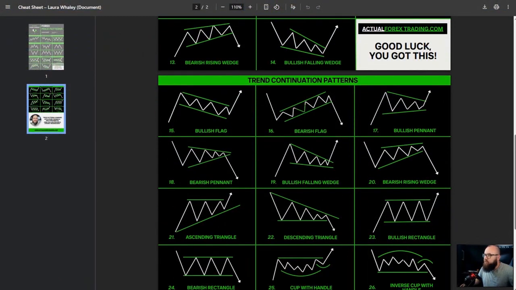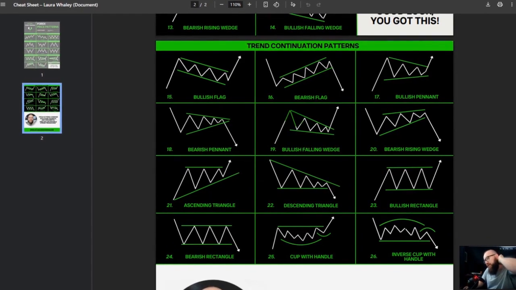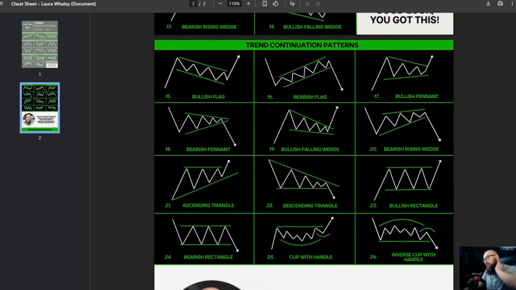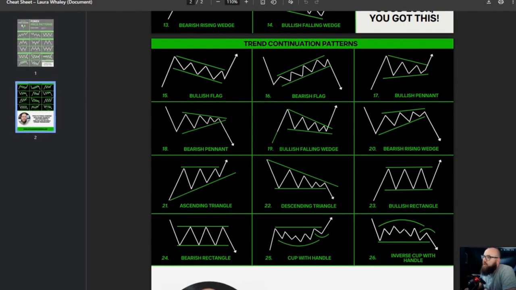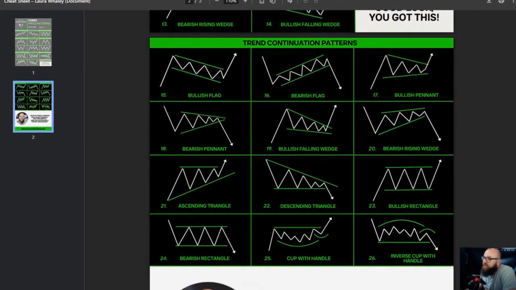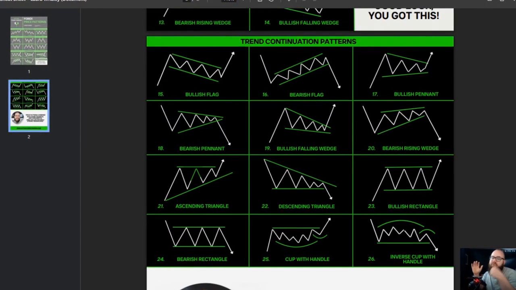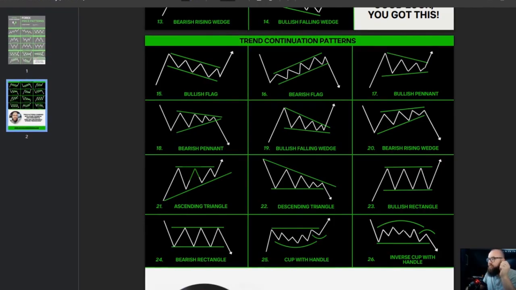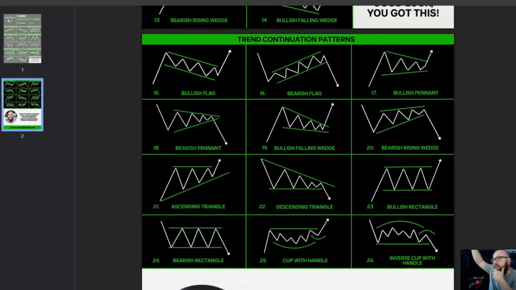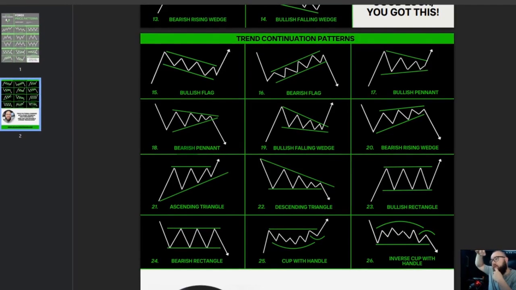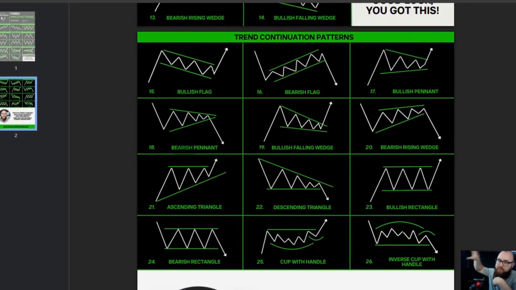Trend continuation patterns. There are a number of patterns here, 3, 6, 9, 12 of them. Patterns 15 to 24 are all patterns that will form in a retrace move. Okay, so if you think of, say, an uptrend, you swing up, and then in the retrace move, when price forms the swing low, that's when these patterns will appear.